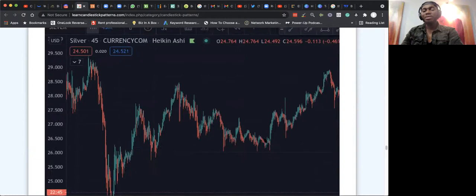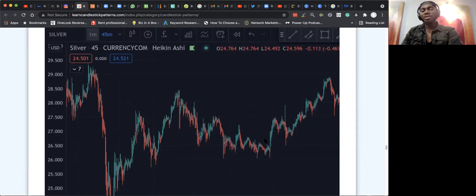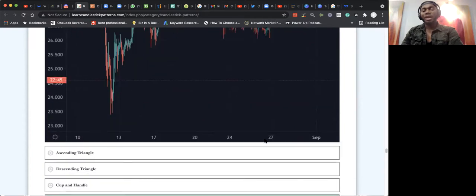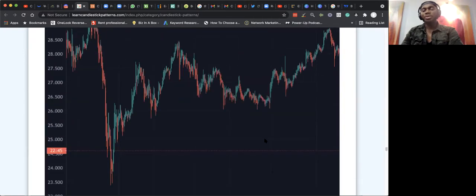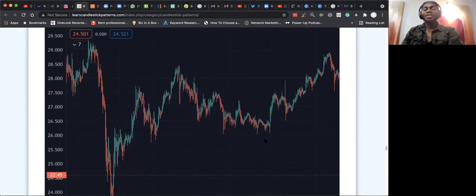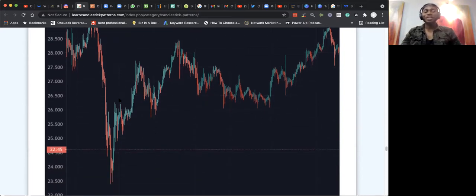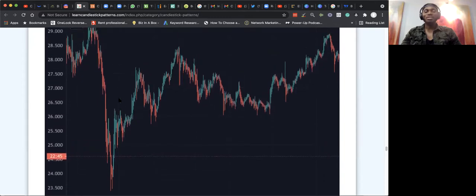So the next chart pattern here is silver, currency.com, Heikin-Ashi, silver 45 currency.com, Heikin-Ashi chart. It's a 1 minute chart. And this chart pattern is a head and shoulders. It's always tricky that the moment that they call out what kind of chart pattern it is, it becomes immediately obvious. But before that, you can just stare at this darn thing for a while and not even see it.